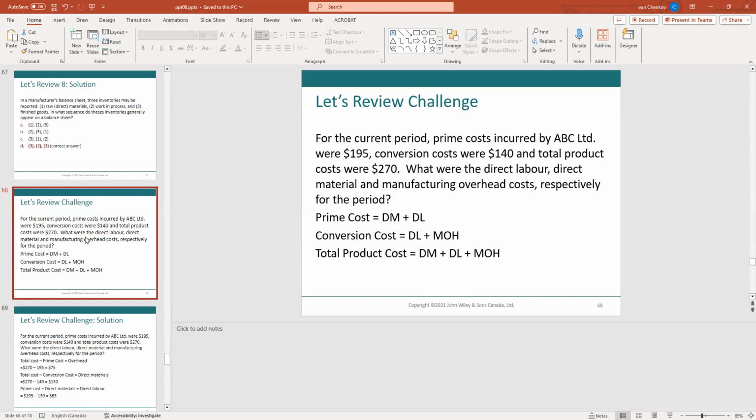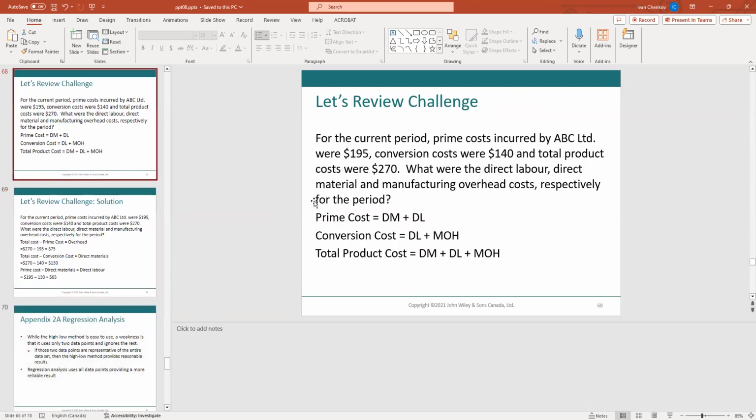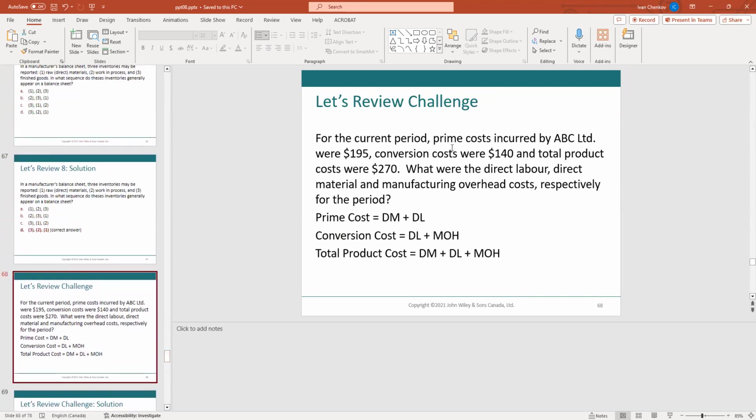Let's do this. For the current period, can you see the question? Yes, Professor. For the current period, the prime cost was 195. Conversion cost is 140. The total product cost was 270. What were the direct labor, direct material, and manufacturing overhead costs, respectively, for the period?